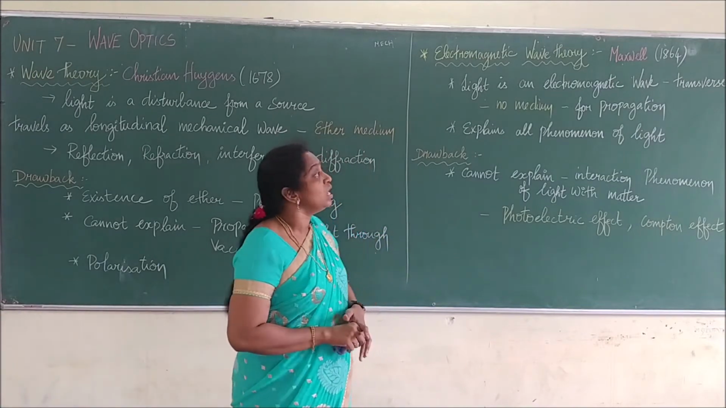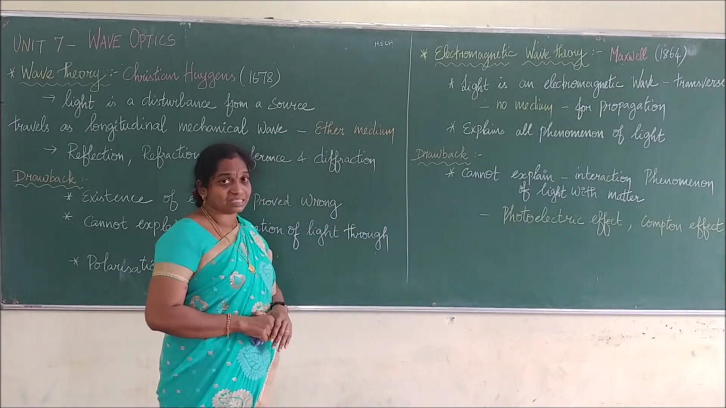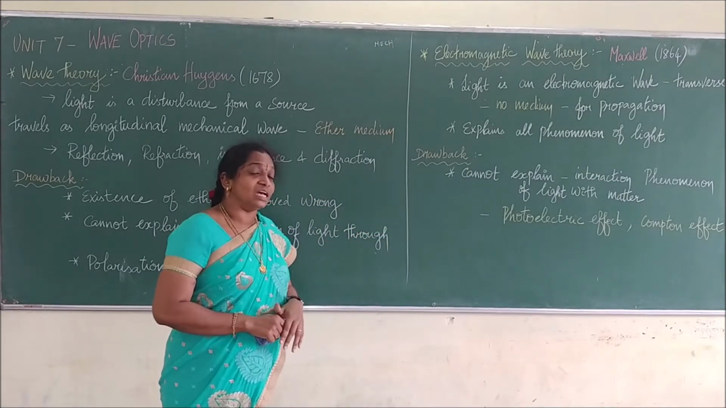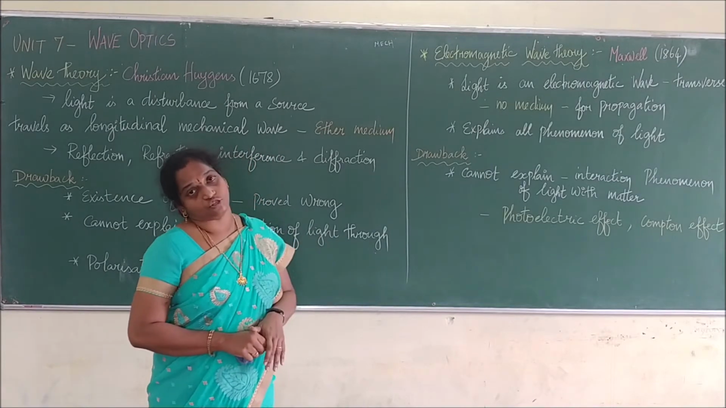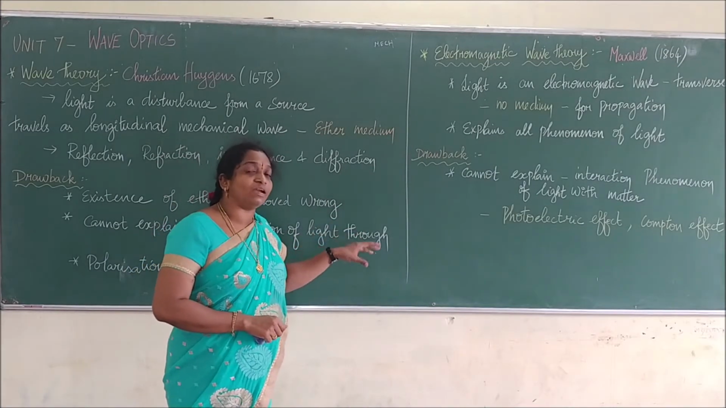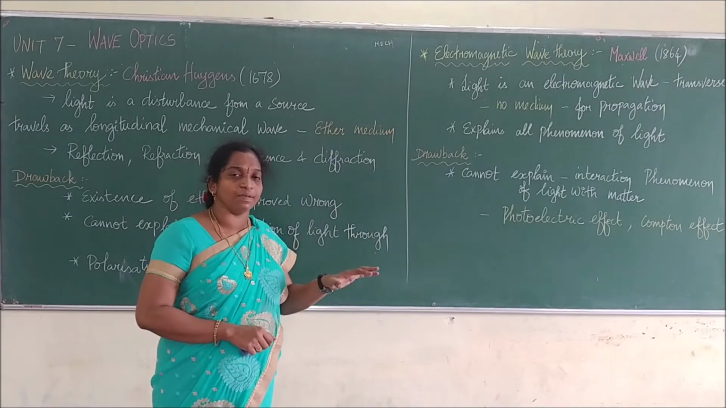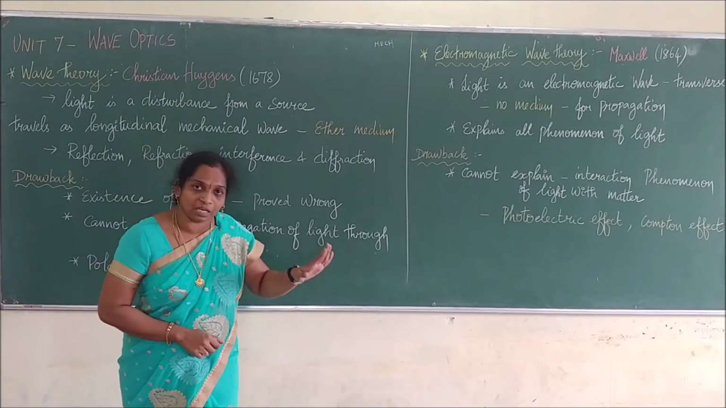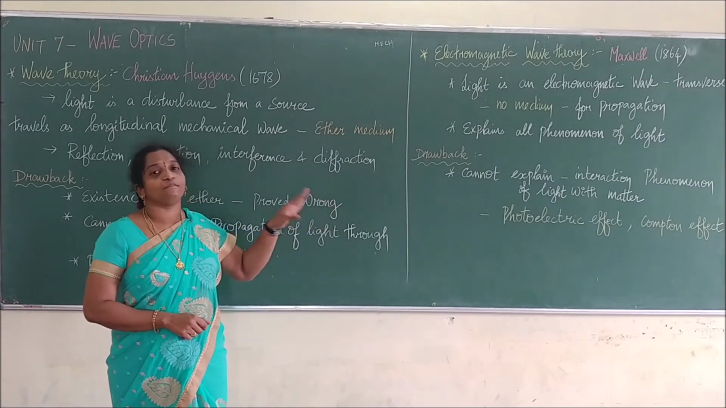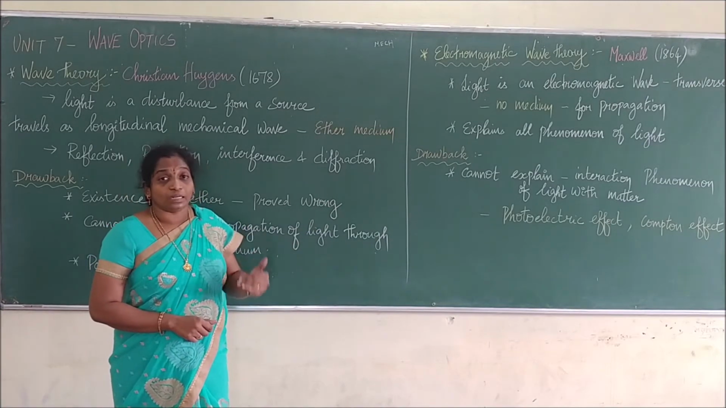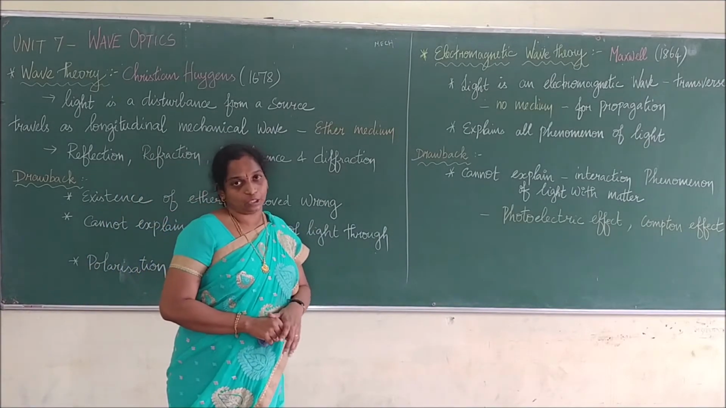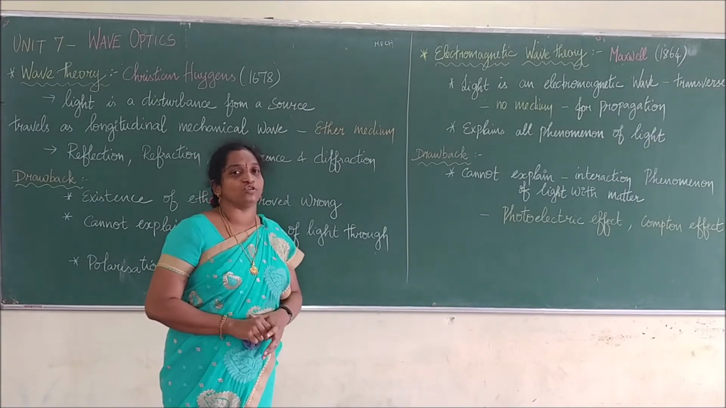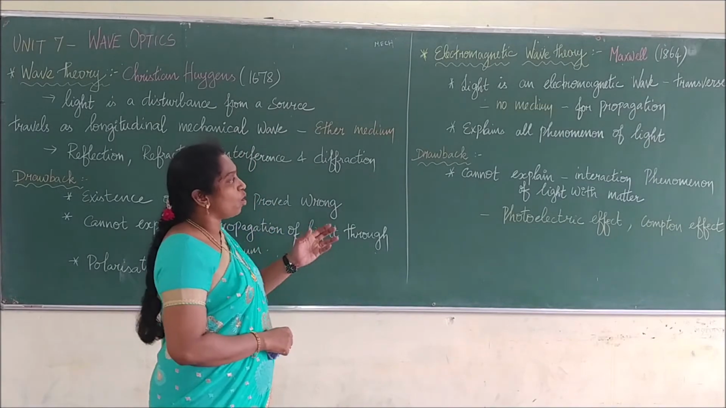The electromagnetic wave theory was given by Maxwell in 1864. Here they say that light is an electromagnetic wave and is transverse in nature, so it doesn't require any medium for propagation. Electromagnetic waves prevail everywhere because electromagnetic disturbances don't require a medium. That is a very important concept of electromagnetic waves.